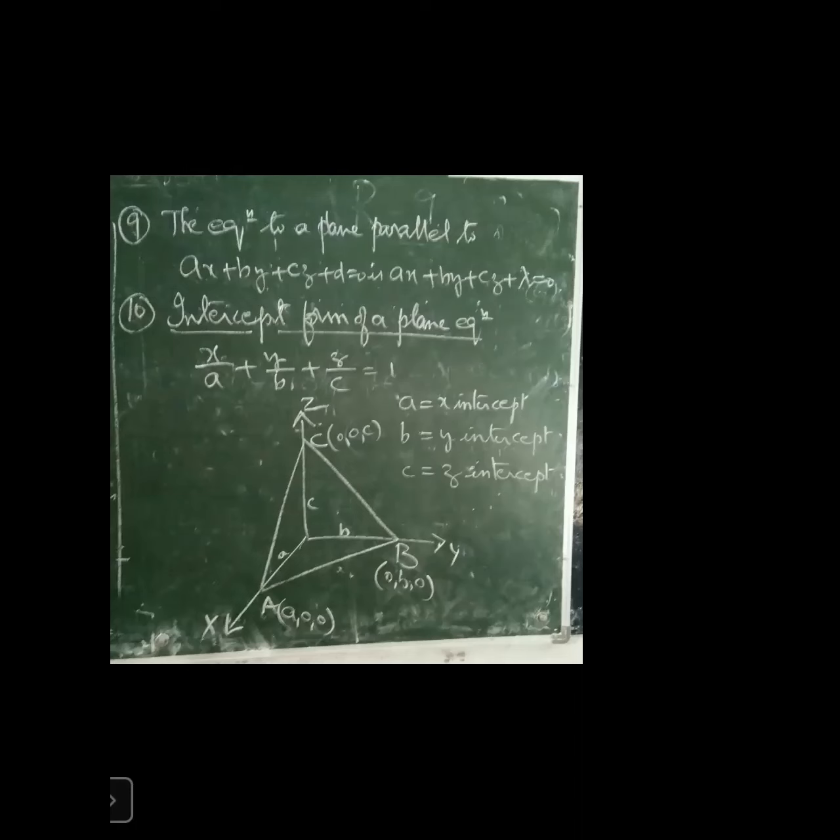In the diagram, I have shown ABC as a plane. This plane cuts the x-axis at A, the y-axis at B, and the z-axis at C. Let us say OA equal to small a, OB equal to small b, OC equal to small c. These are respectively the x intercept, y intercept, and z intercept. So automatically, the coordinates of A equal to (a,0,0), B equal to (0,b,0), C equal to (0,0,c). I hope that is clear.